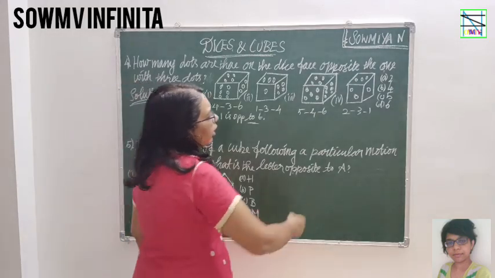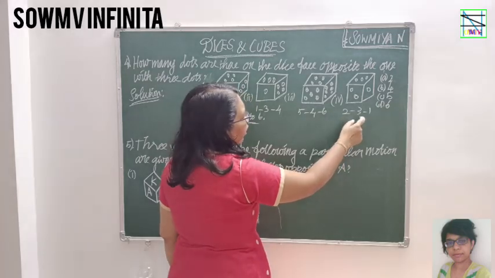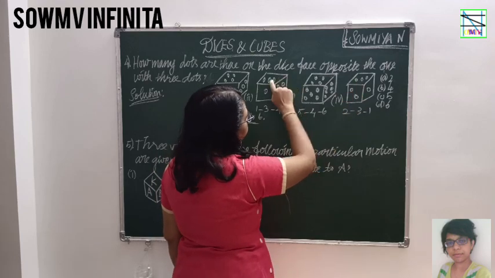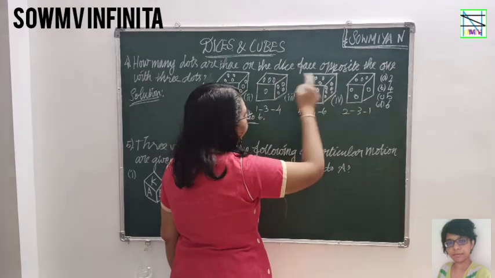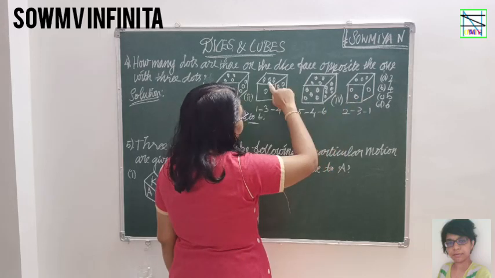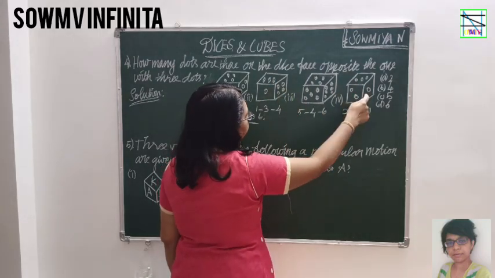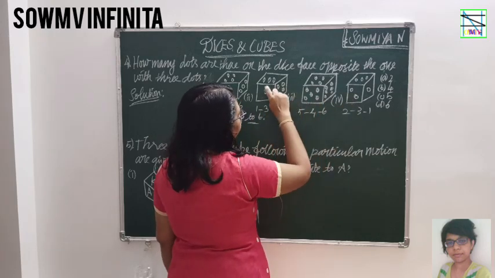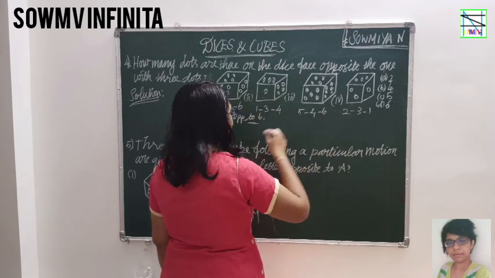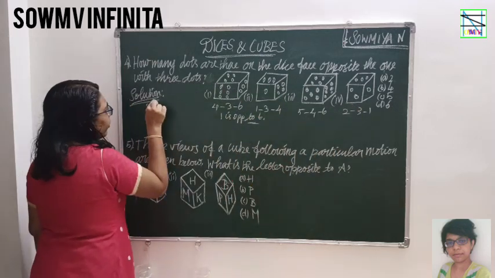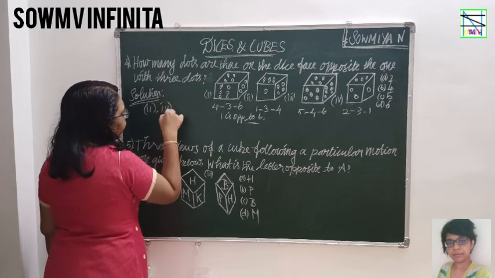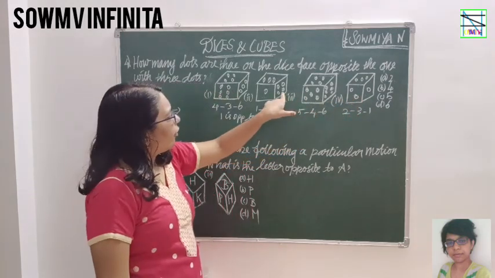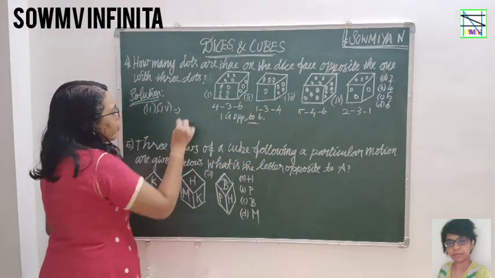The next one, here 3 is there. So 3 and 3 are at the same position in 2 dice, which means here 3 is here and 1 is here. So here 2 is opposite of 4. From the second to the fourth dice, 2 is opposite of 4.